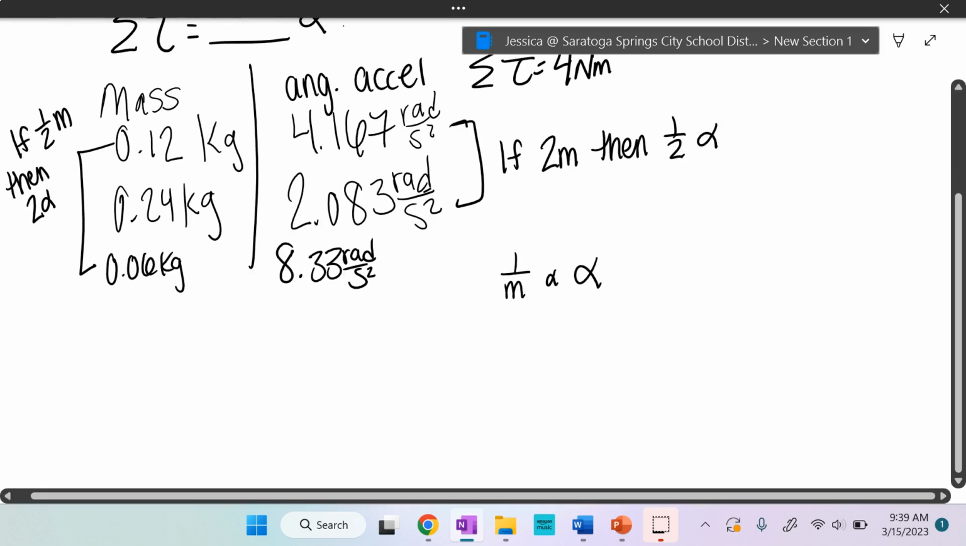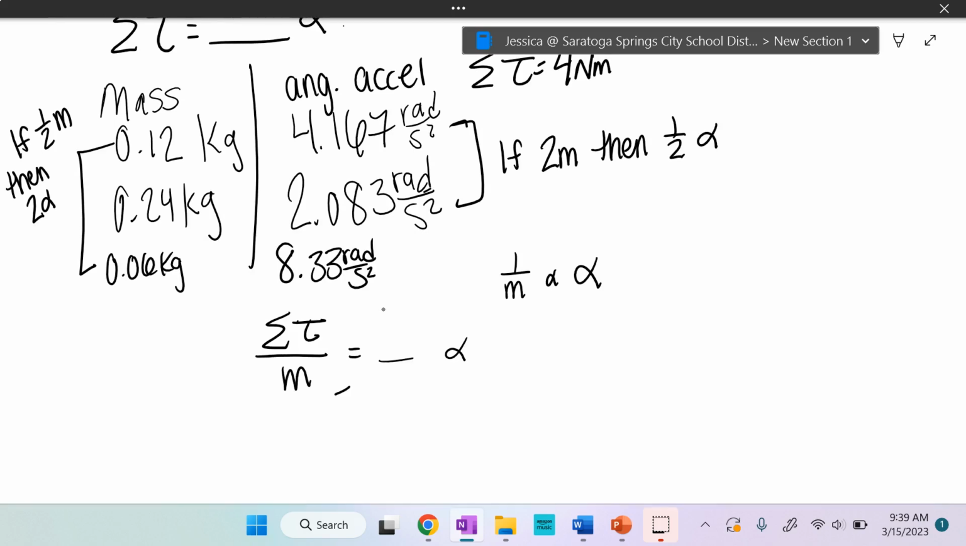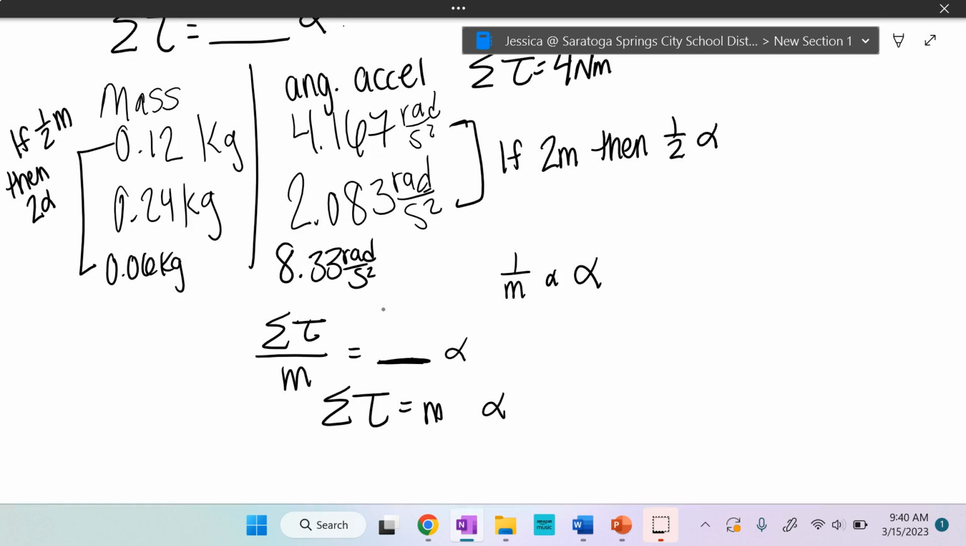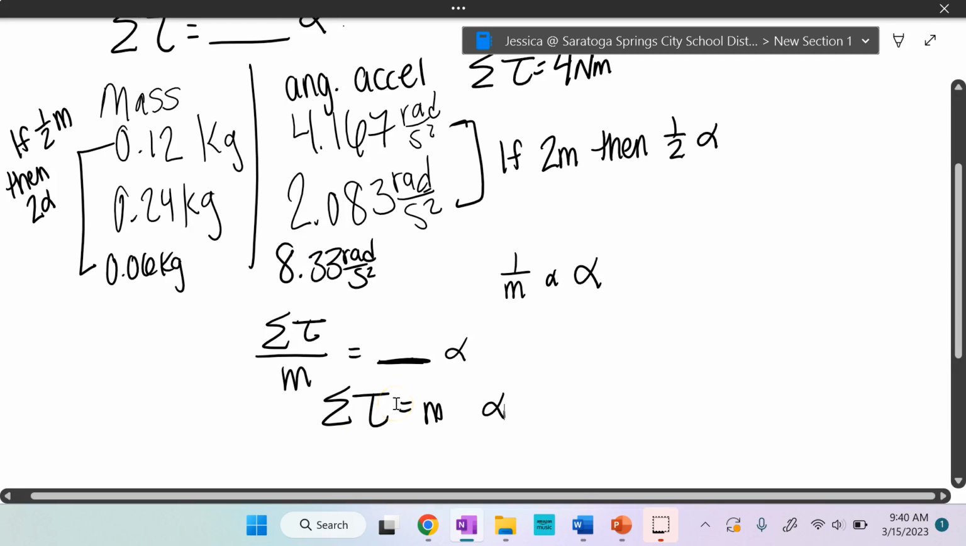So I could either write that as net torque over mass equals something acceleration, or I could put them on the same side and realize that maybe mass has something to do with whatever is in this blank. So mass times acceleration. Okay. But there might be other things that also impact acceleration, so I'm not going to fill it in completely.